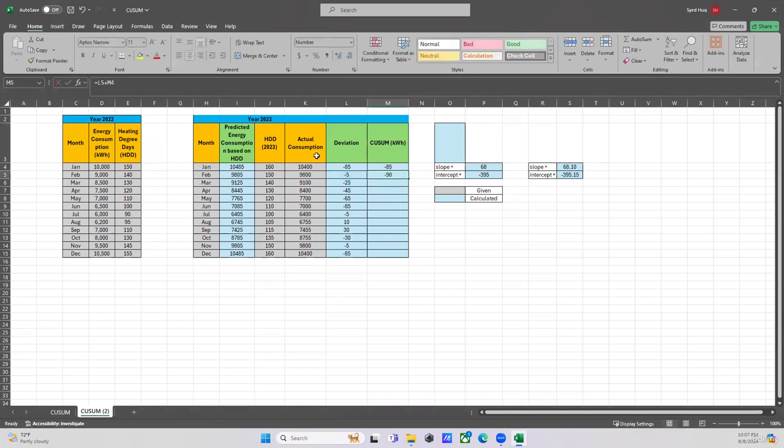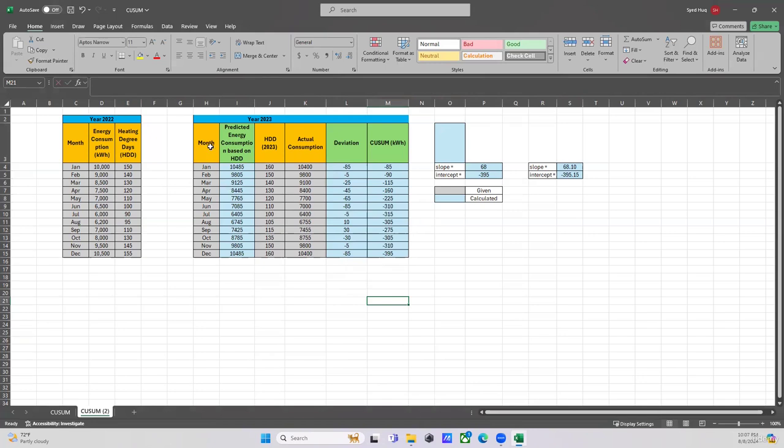So since this formula is done for February, just drag and drop. See, it's following the same pattern. So minus 395 is the CUSUM finally. So if you add all of them, you can also see it from here. See, sum is minus 395.